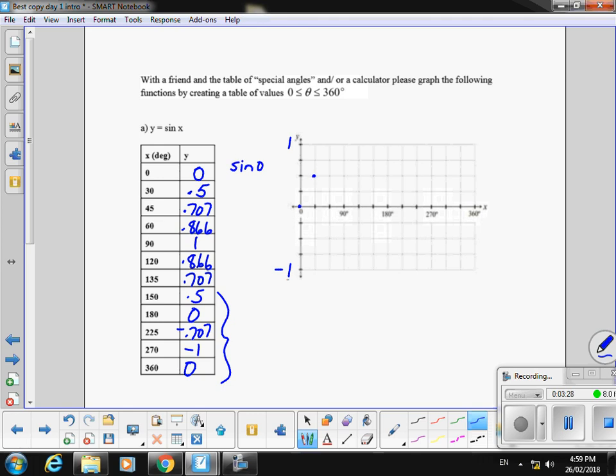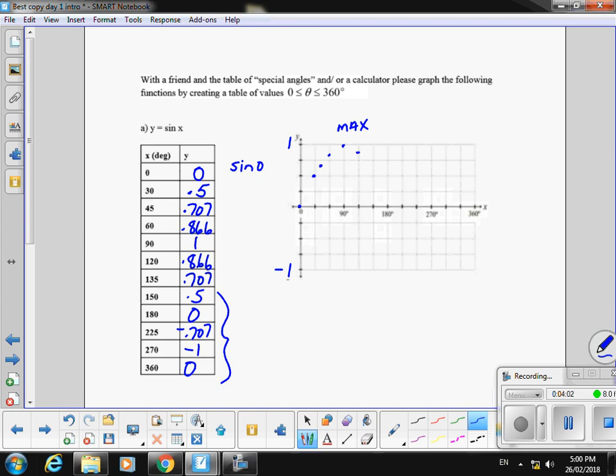For 45 degrees, which is right in the middle of these two dashes, I have decimal 0.707, so about there. 60 degrees is one a little bit further, decimal 0.866, so closer to there. And sine of 90 is 1. So there is going to be my maximum value, because I know my values turn around and I see the same numbers over again.